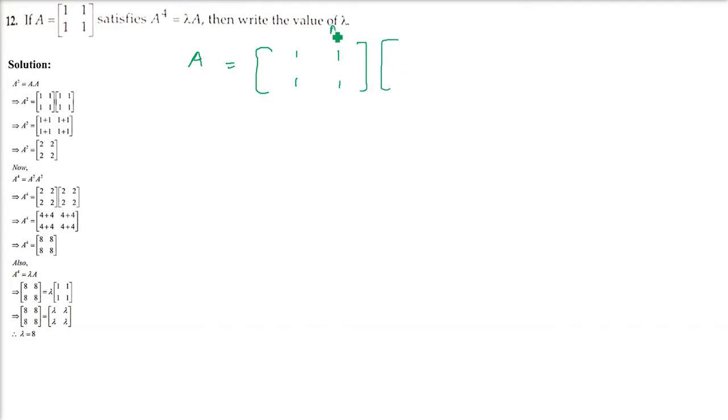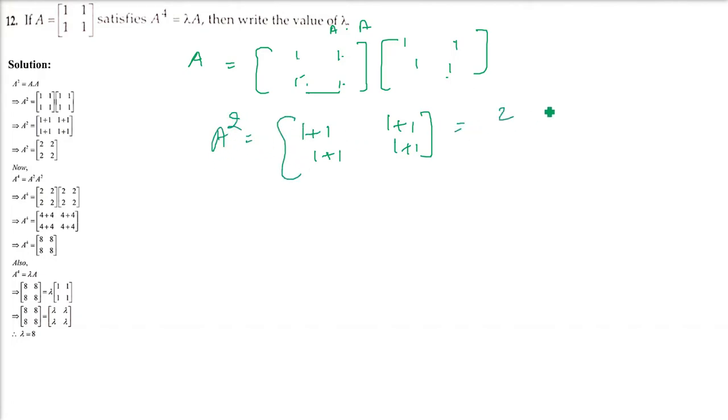So this is A, this is also A. Now multiply. 1 into 1 is 1, 1 into 1 is 1, 1 plus 1 is 2. Now same here. 1 into 1 is 1, 1 into 1 is 1, 1 plus 1. Then this row, this column, 1 into 1 is 1. Same logic, this will be 2, 2, 2, 2. So A square is 2, 2, 2, 2.